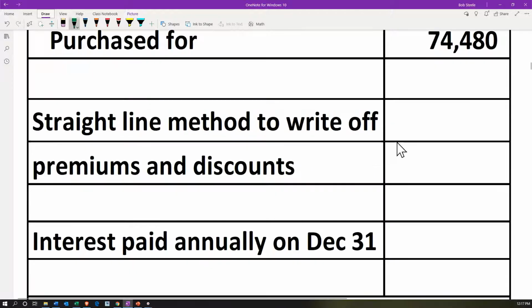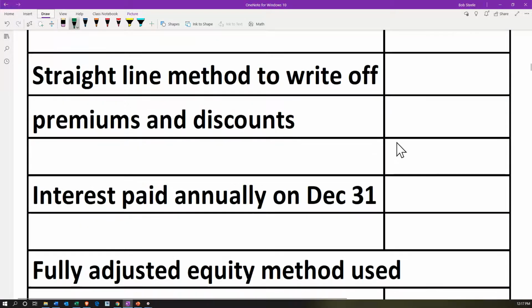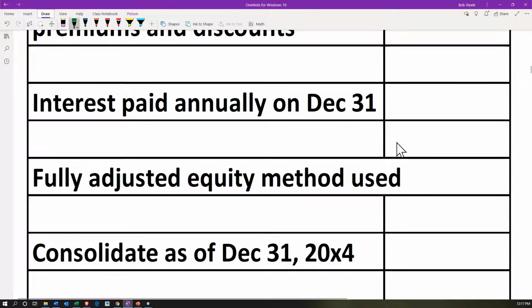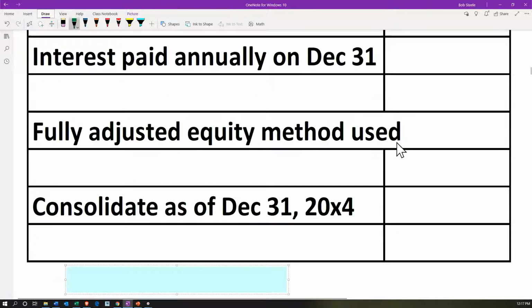Then we're going to use the straight line method write-off for the premiums and the discounts. We're just going to use the straight line method so we can analyze this a bit more easily. We'll have the interest paid annually on December 31st. So annual interest, not semi-annual. It's just annual interest as of the end of the year.